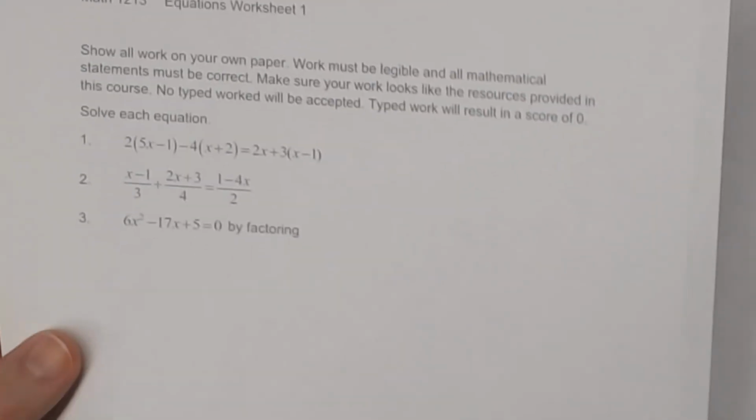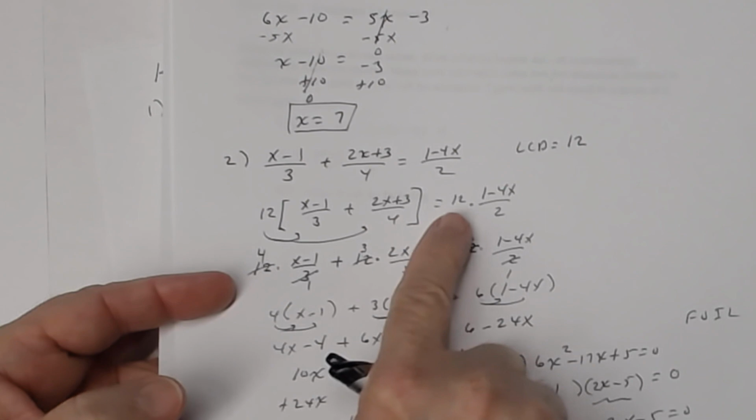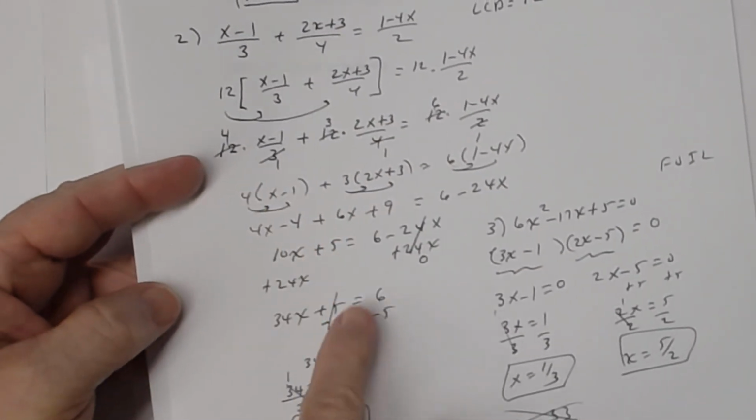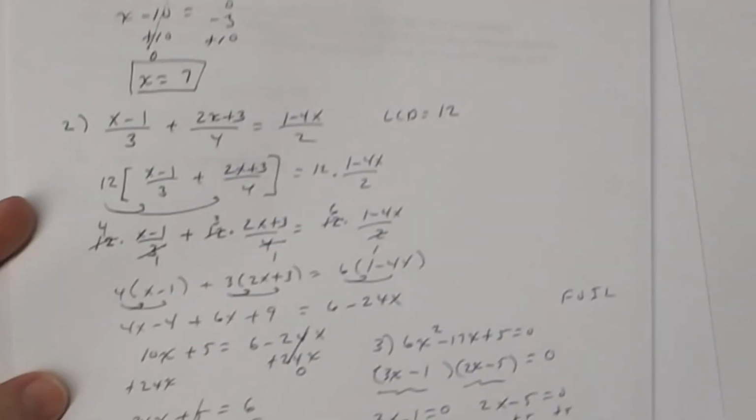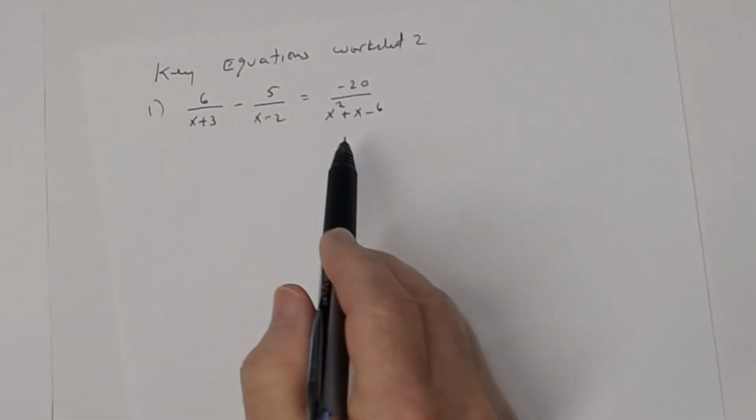But remember what we did in number 2. To do number 2, what we did was we found the LCD, and then we multiplied both sides by the LCD, and we had to do all this work. Remember that? All that work? Okay. Same thing here. You're going to do the same thing. So we're going to find the LCD.